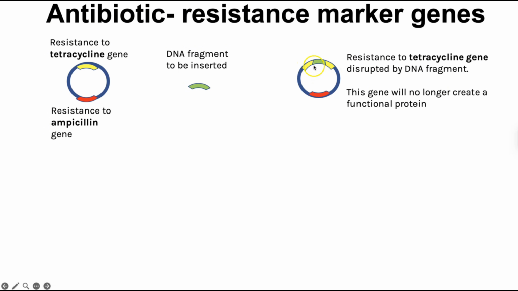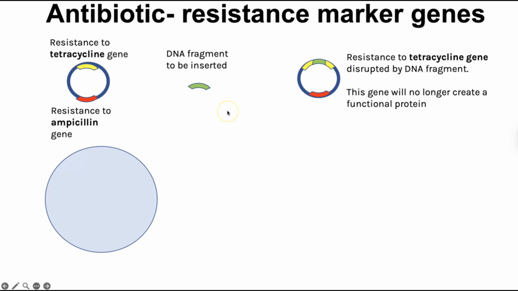And what that does is our DNA fragment can be transcribed and make a protein, but the tetracycline one has been split in half now, so that is not going to be able to be transcribed and translated to make the protein that makes it resistant to tetracycline. So any bacteria that takes up this plasmid will not be resistant to tetracycline anymore, but the resistance to ampicillin gene is still intact, so it will be resistant to ampicillin.